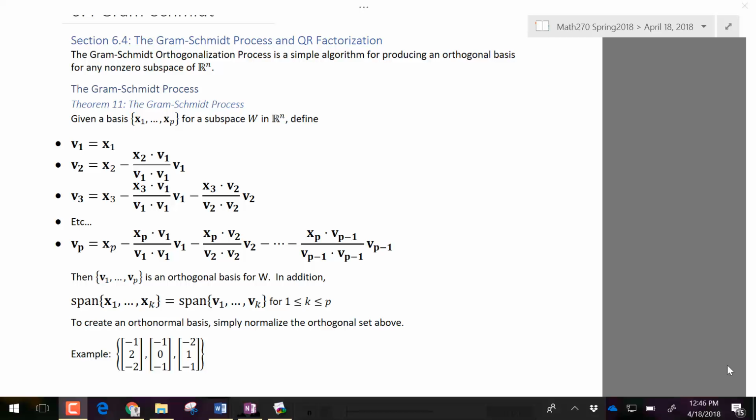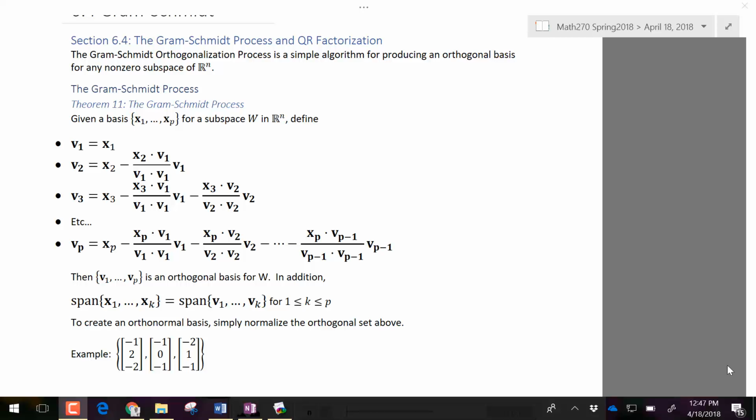So, okay, summarize. Today we have 6.4, the Gram-Schmidt process and the QR factorization. They're intimately related because the QR factorization relies on the orthonormalization of vectors.